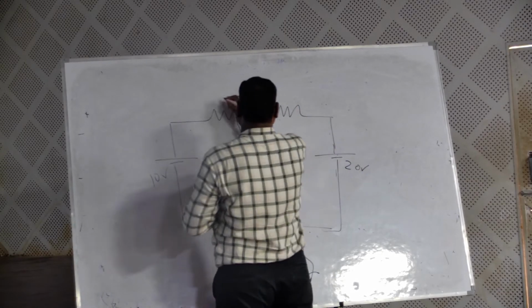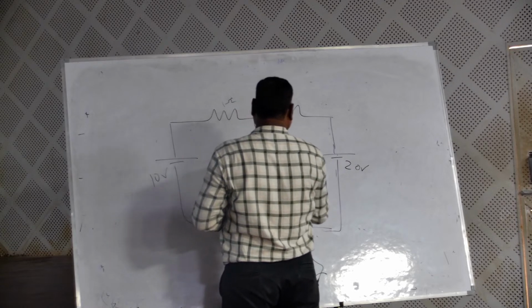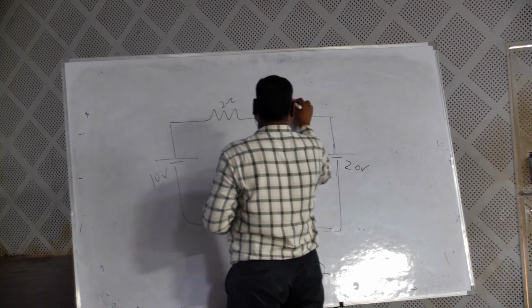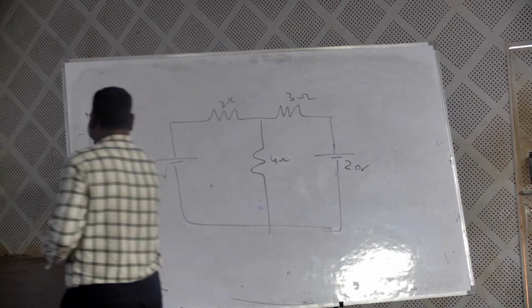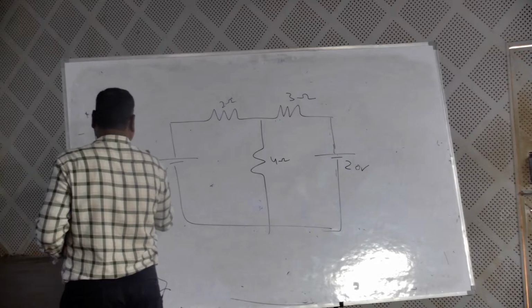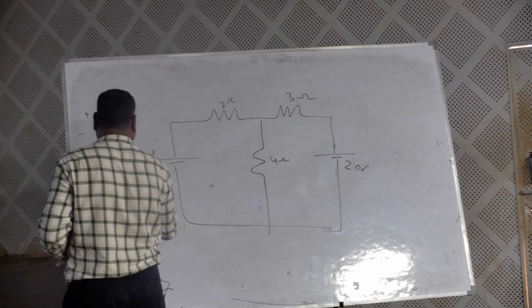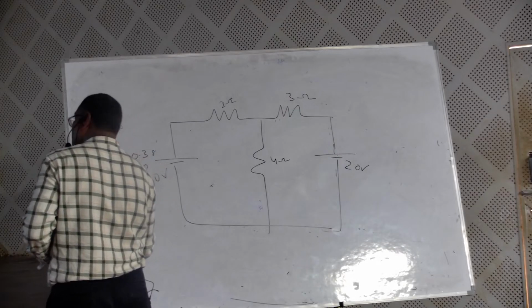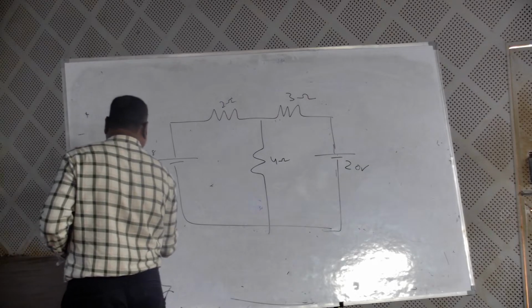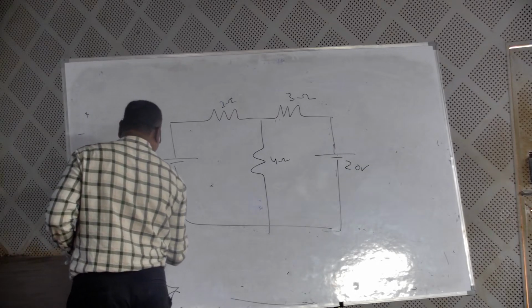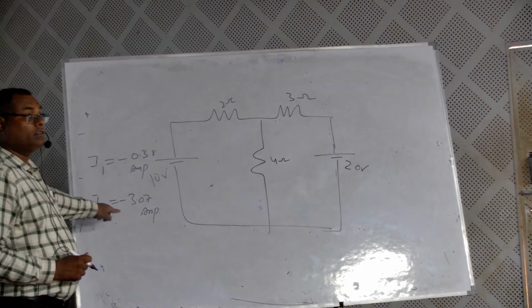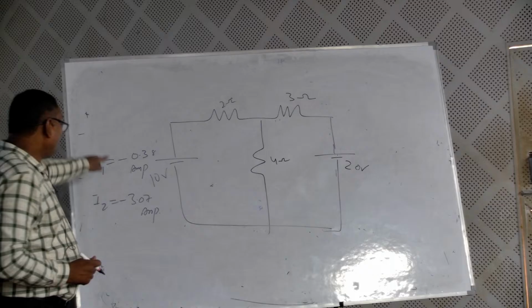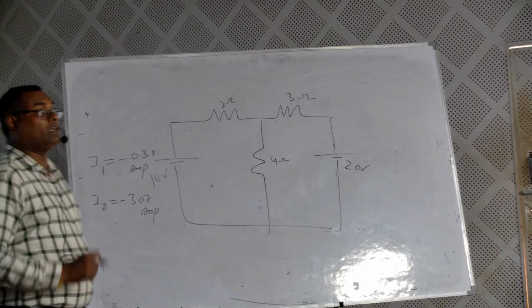What is the value of this one? 4 ohms, 2 ohms, right? I1 is equal to 0.038 amperes. I2 is equal to 0.007 amperes. Now we got the answer as minus, minus. The conclusion is minus, minus.